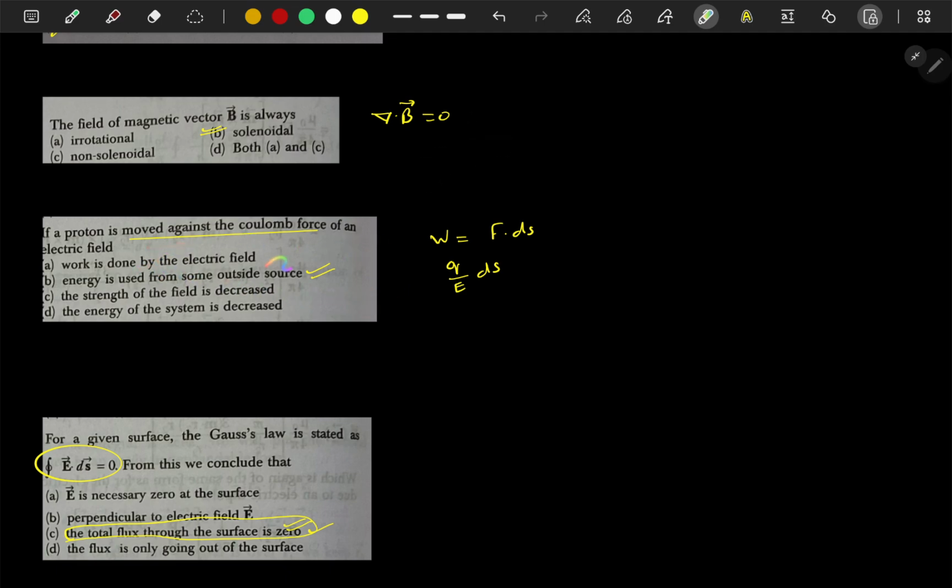A proton is moved against the Coulomb force of an electric field. So the work done will be W equal to F dot ds, and the energy required for that work done will be supplied from some outside source. Same as potential.